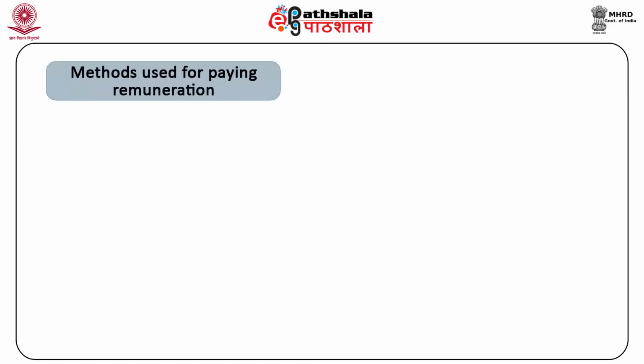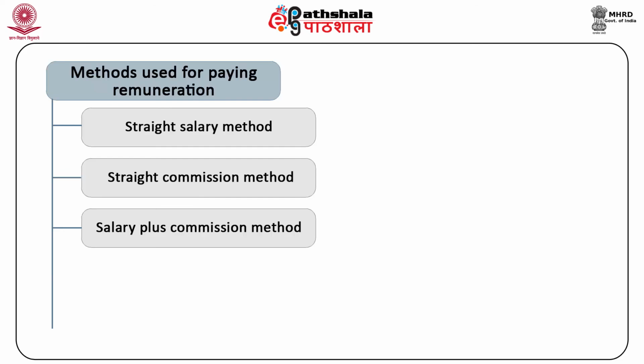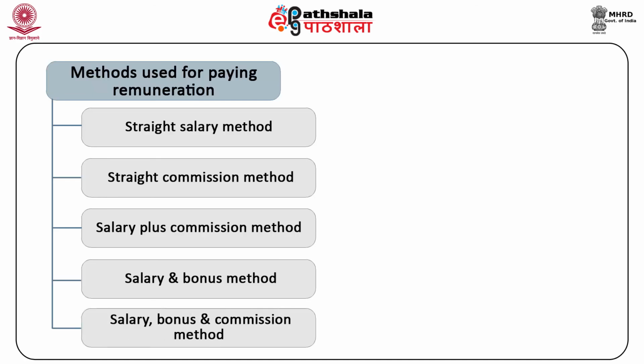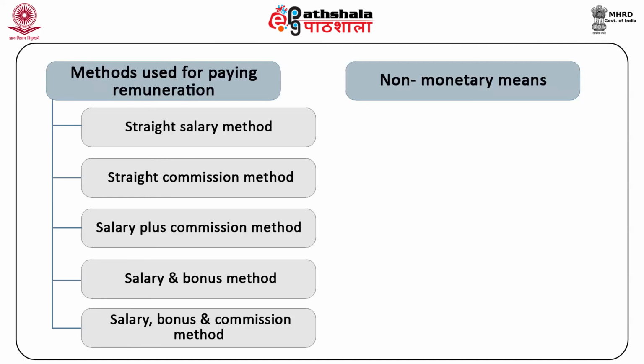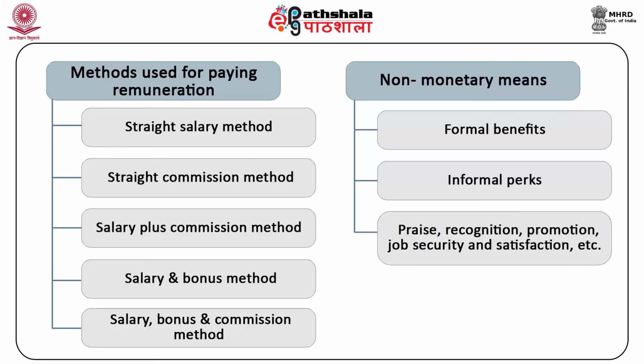The various methods used for paying remuneration can be: 1. Straight salary method, 2. Straight commission method, 3. Salary plus commission method, 4. Salary and bonus method, and 5. Salary, bonus and commission method. The employees can also be compensated through non-monetary means. These rewards can range from formal benefits such as health and dental insurance to more informal perks such as flex time or sick child leave, and also praise, recognition, promotion, job security, and satisfaction, etc.